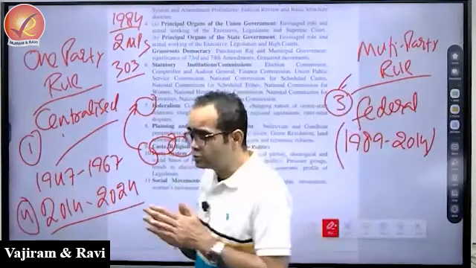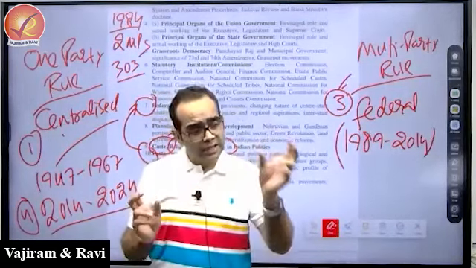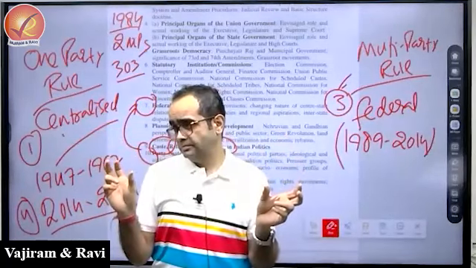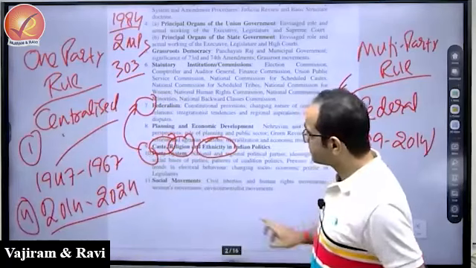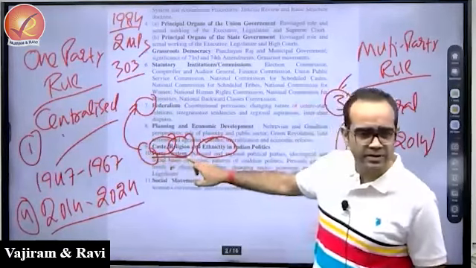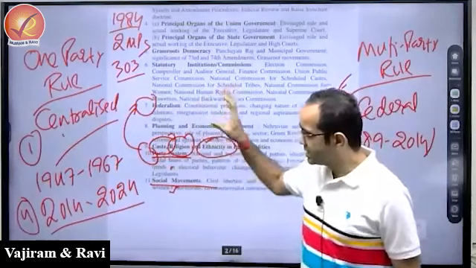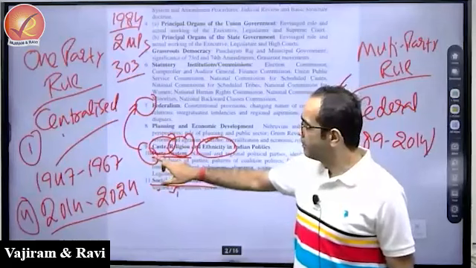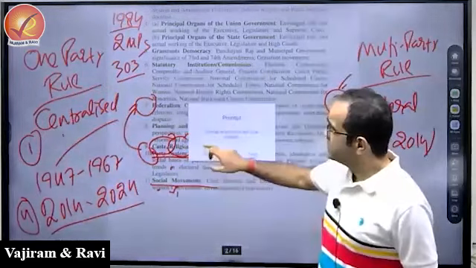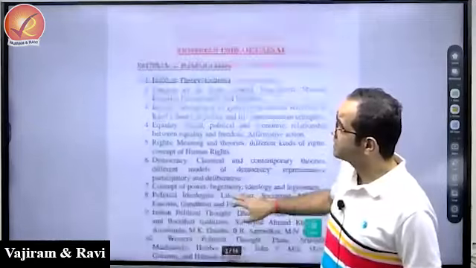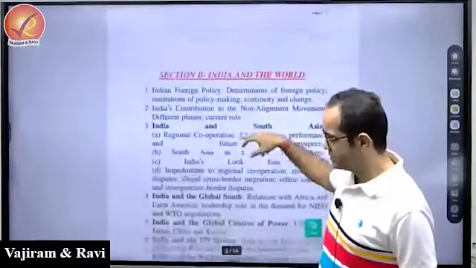And the best way to understand, or the best way to score more marks in the optional, is to link paper 1 and paper 2. And that's what we'll be referring to. For example, can you see party system is here, topic number 10. Can you see social movements is here? Paper 1, section B, topic numbers 10 and 11. Party system and social movements are there. Okay. And you can see in paper 1 also, section A, the very second topic is theories of the state. Move to the paper 2 syllabus.